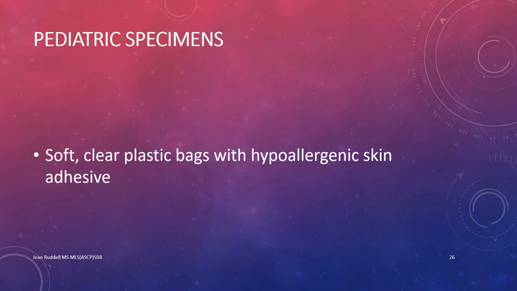Pediatric specimens. Collection of pediatric specimens can present a challenge. Soft, clear plastic bags with hypoallergenic skin adhesive to attach to the genital area of both boys or girls are available for collecting routine specimens. Sterile specimens may be obtained by catheterization or by suprapubic aspiration. Care must be taken not to touch the inside of the bag when applying it. The anal area should not be inside the bag to avoid fecal contamination.